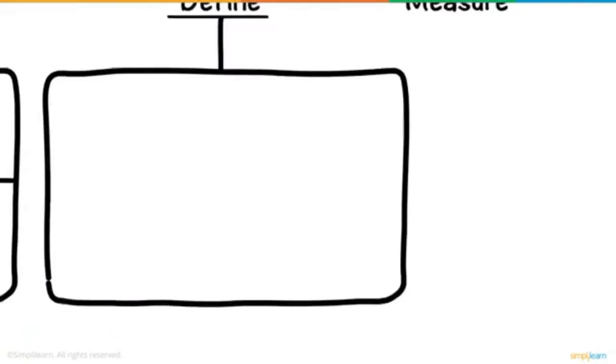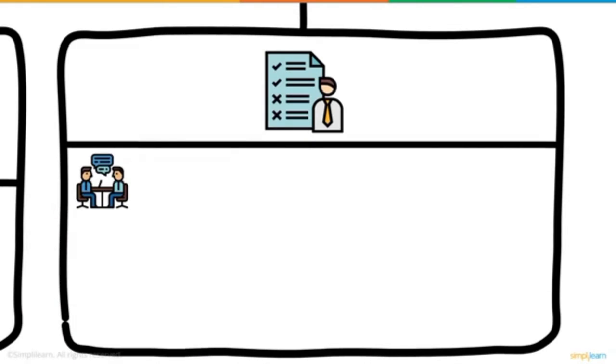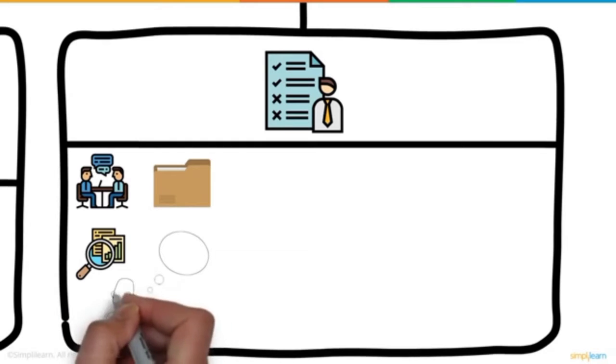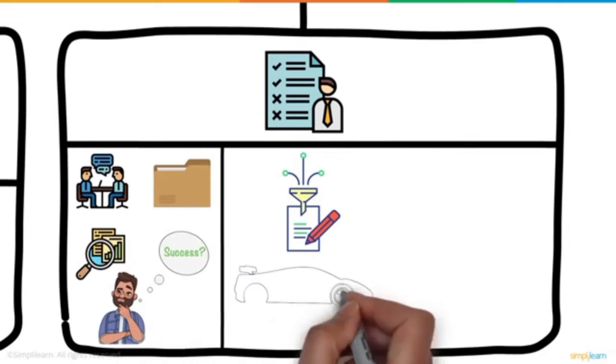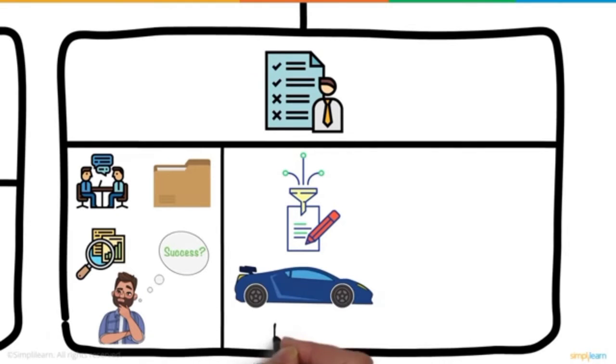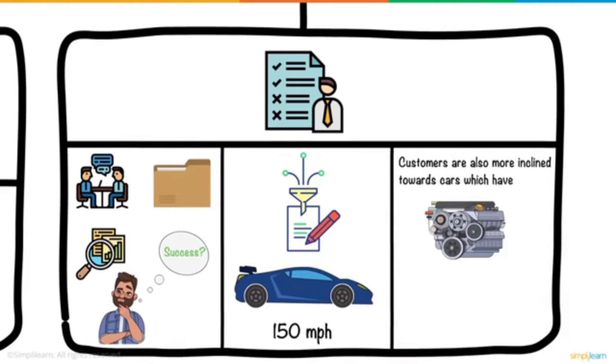In the define phase, you define the requirements of the customer. Based on inputs from customers, historical data, industry research, you determine what you need to ensure your car becomes a success. The data collected indicates customers are drawn to cars which can achieve more than 150 miles per hour. Customers are also more inclined towards cars which have V6 engines and an aerodynamic frame.